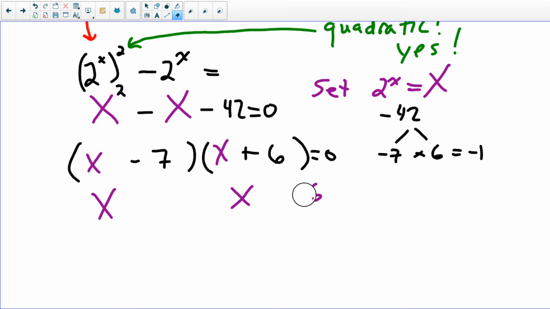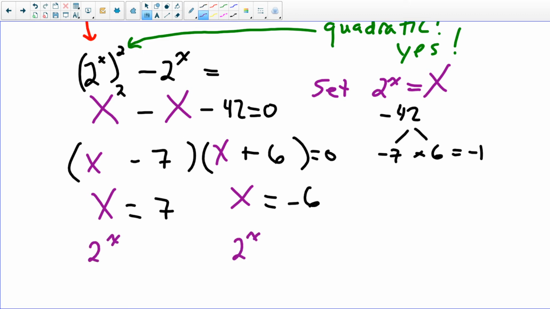I want to change the color, sorry. I guess it doesn't really matter, but we're not done yet. And that's why the capital X is there. The capital X is to remind us, wait a second, we did a substitution. So now we have to resubstitute 2 to the X back in here. Like this.